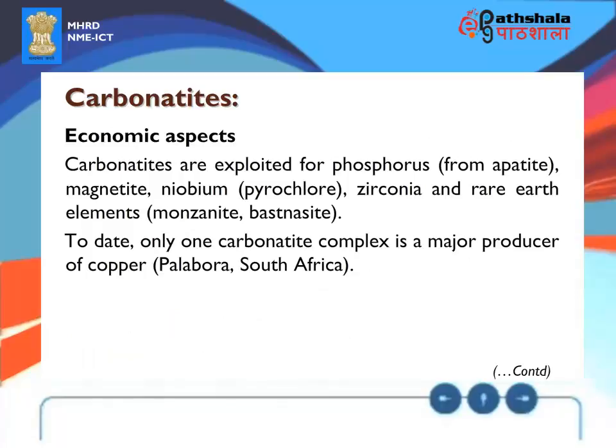Economic aspects. Carbonatites are exploited for phosphorus from apatite, magnetite, niobium, pyrochlore, zirconia, and rare earth elements, monazite, bastnasite. To date, only one carbonatite complex is a major producer of copper, Palabora, South Africa.